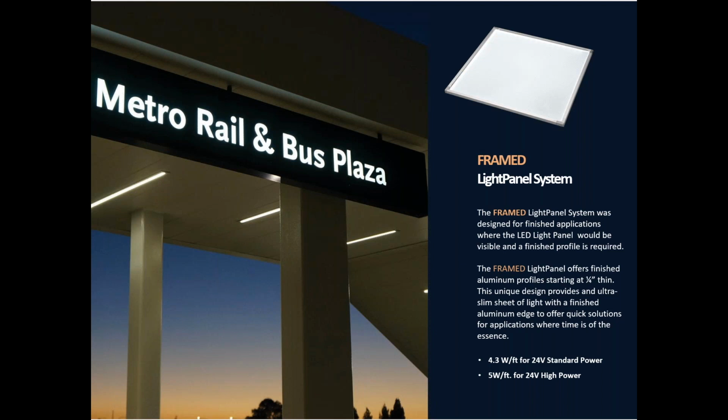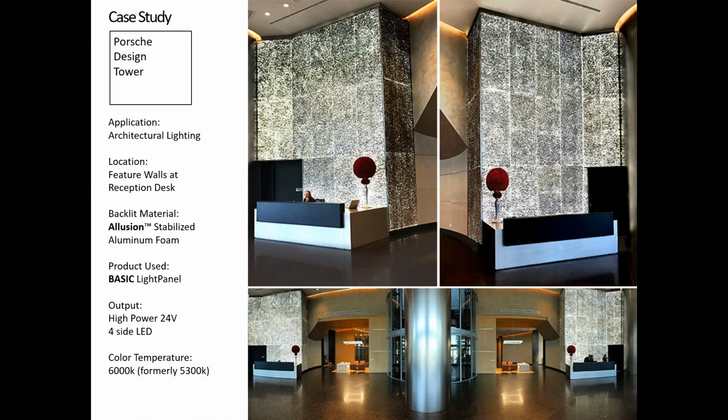It also is quicker on production time too. So we use that when we know it's not going to need the flushness that a basic light panel will have. If there's some area in between the material we're backlighting and the light panel, we can use our framed system as well. Our next case study is using those framed light panels.